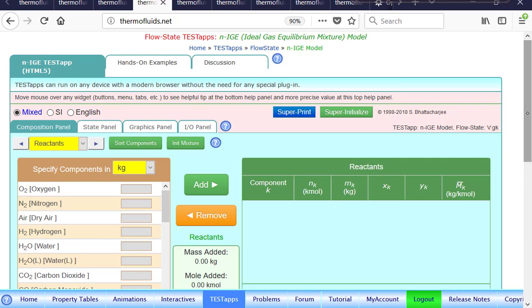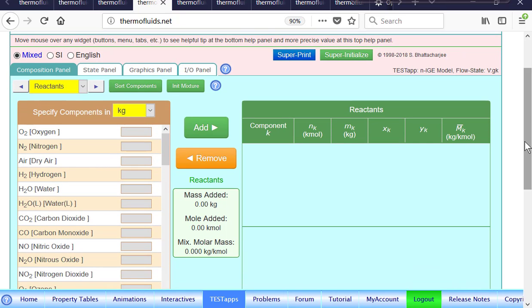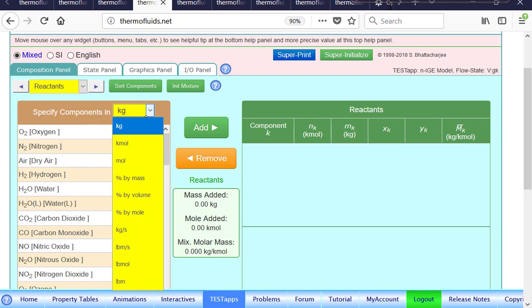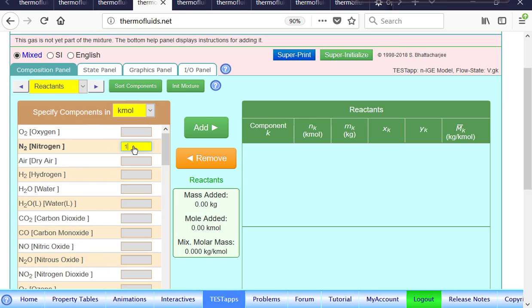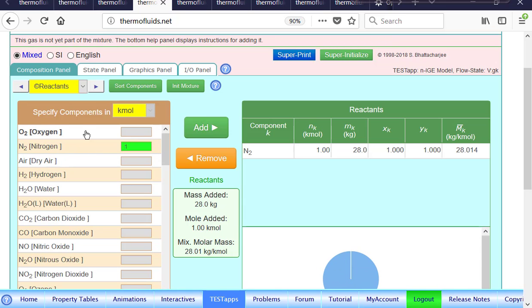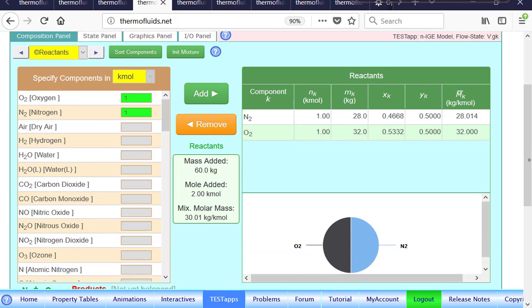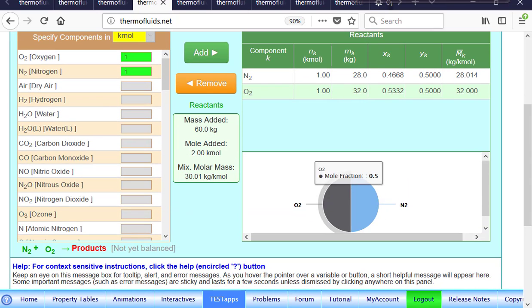Okay, so let's build the reactants that are flowing in. So this is set as kilogram, the basis. So let's go to kilomole. If it's equimolar, suppose 1 kilomole of nitrogen and 1 kilomole of oxygen, by default is 1. You can of course change that. So this is my composition of the reactants that are coming in.